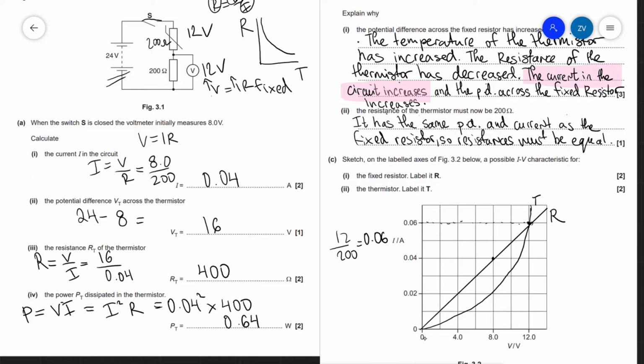The IV characteristics for a thermistor, remember it's an upwards trending curve. So one mark will be for that and another mark is going to go through that correct passing through that point. Okay, folks, hopefully this question makes sense. On to the next one.